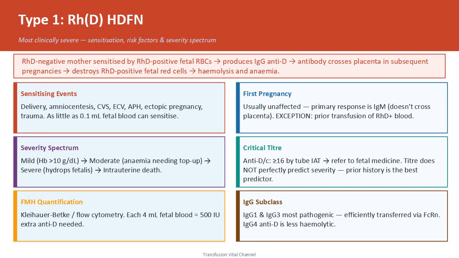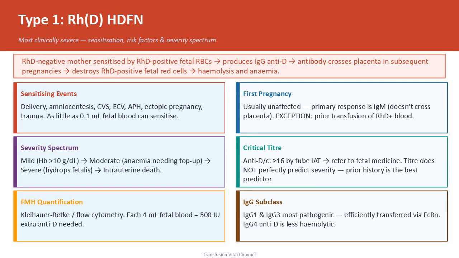There can be a sensitizing event like amniocentesis, ectopic pregnancy, trauma or delivery. In this, the minimum volume for sensitization is approximately 0.01 to 0.1 ml of fetal blood. At delivery, the average feto-maternal hemorrhage is 0.1 to 0.3 ml, but can be up to 30 ml in rare cases.